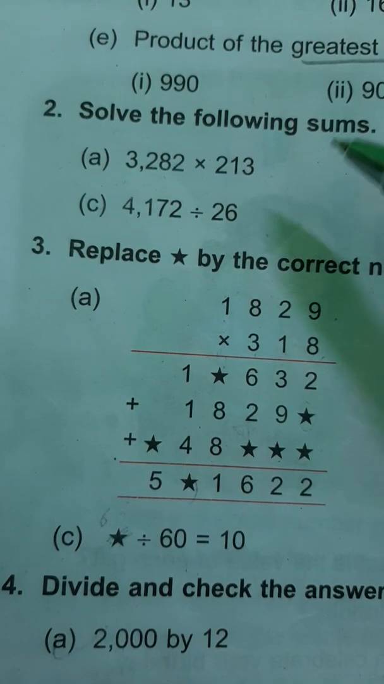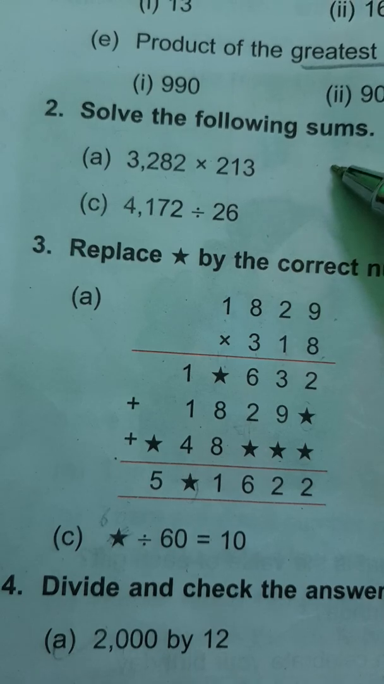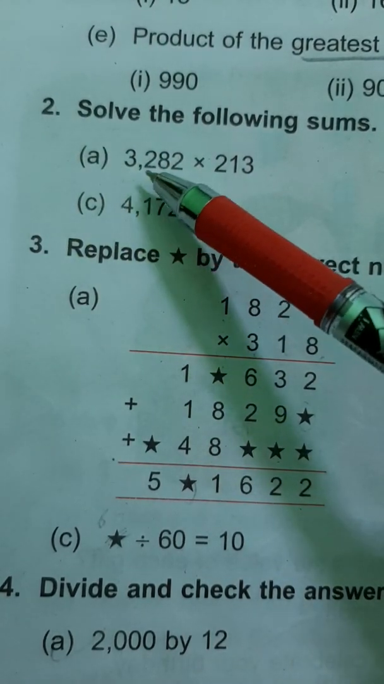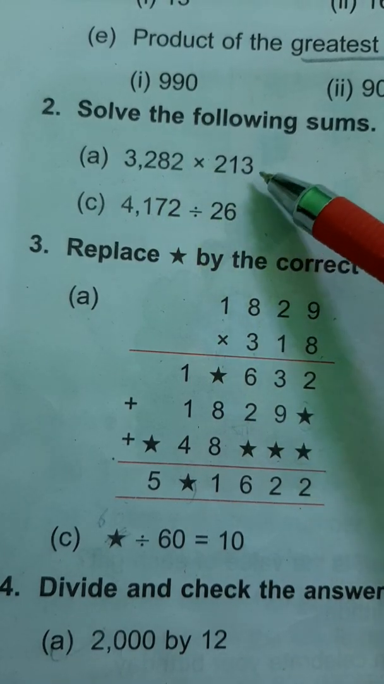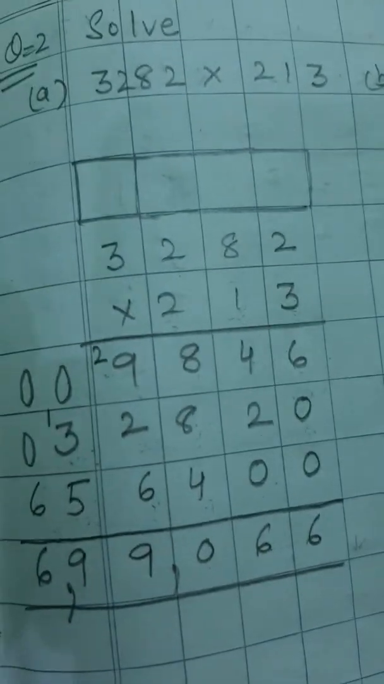Welcome students. Today I am going to discuss question number 2 and 3 of your brain teasers. The first part is 3282 multiplied by 213. So here put these digits in this format of multiplication and then start multiplying.